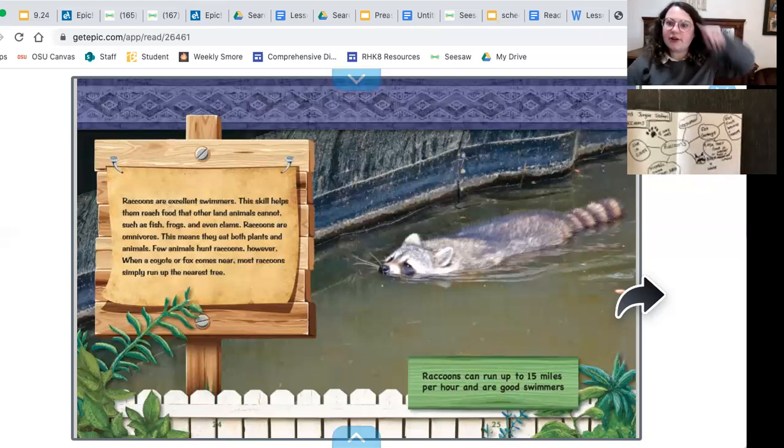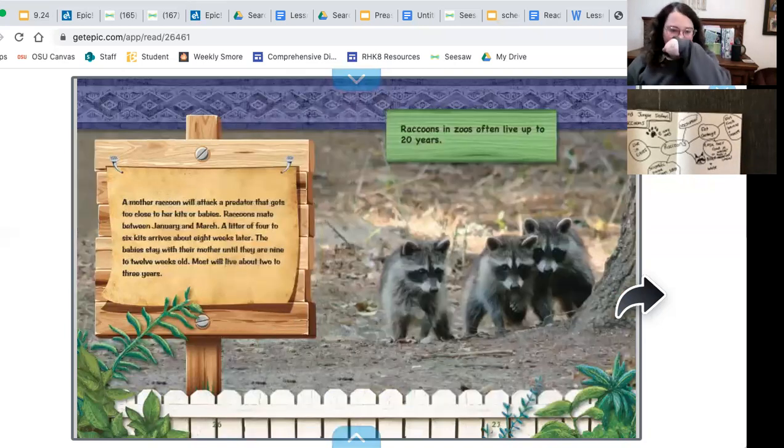That sounds like a good fact to write down on our web too. A mother raccoon will attack a predator that gets too close to her kits or babies. Raccoons mate between January and March. A litter of 4 to 6 kits arrives about 8 weeks later. The babies stay with their mother until they are 9 to 12 weeks old. Most will live about 2 to 3 years. Raccoons in zoos often live up to 20 years.